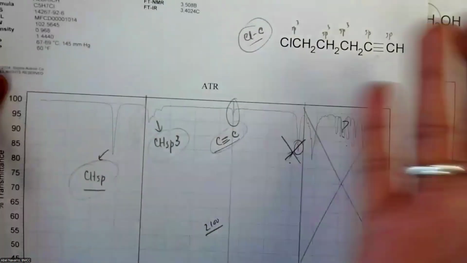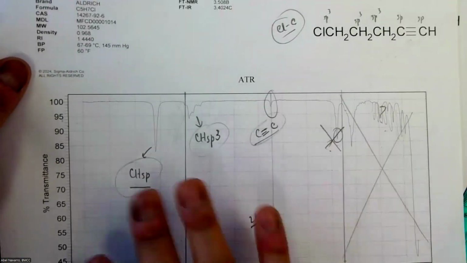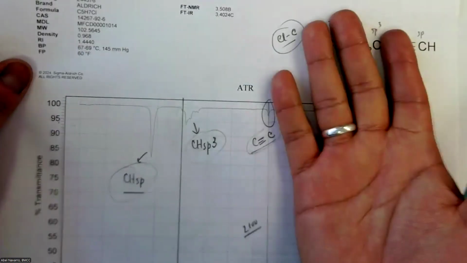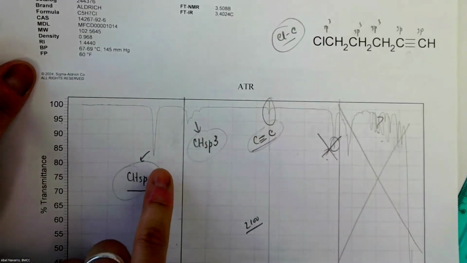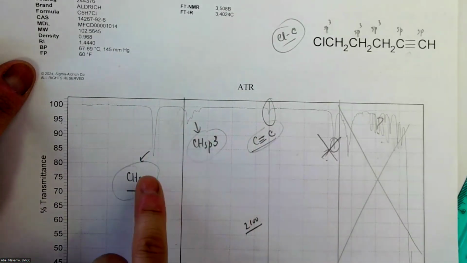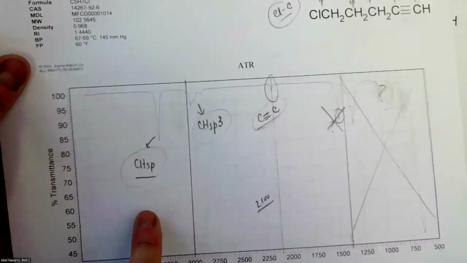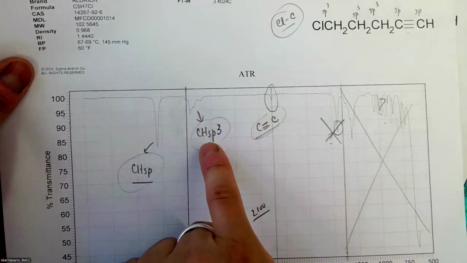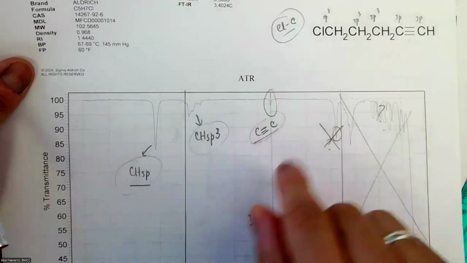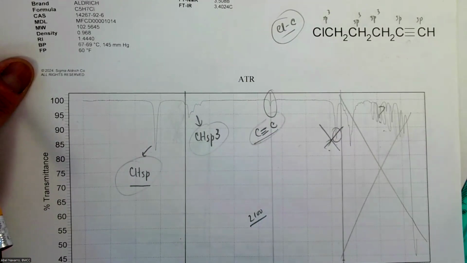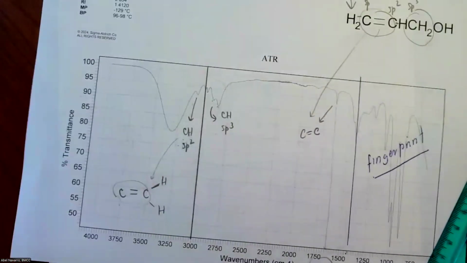So for me, for example, are we done with this molecule? Yes, we are done. You finish the IR analysis because every single peak, or at least most of them, you assigned. This one is my CH sp, this one is my CH sp3, and this one is my C-triple-C. That's all you can do with this IR. Okay, done? All right, so another triple bond.